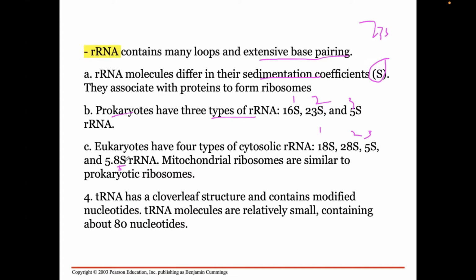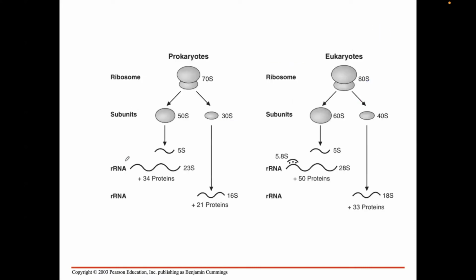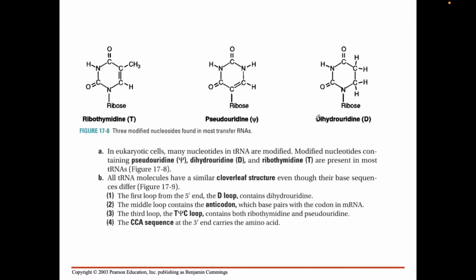And then lastly, the tRNA has a cloverleaf structure and contains modified nucleotides. tRNA molecules are relatively small, containing about 18 nucleotides. And then ito po yung sinasabi ni ma'am na may mga sedimentation coefficient. Ito po yung para sa ating prokaryotes and then the eukaryotes. They are involved in the synthesis of the ribosome. So kung may mga mapapansin kayo mga proteins po dito sa ating diagram.